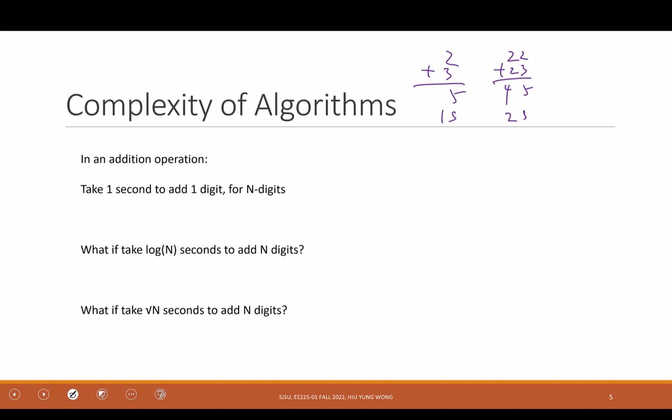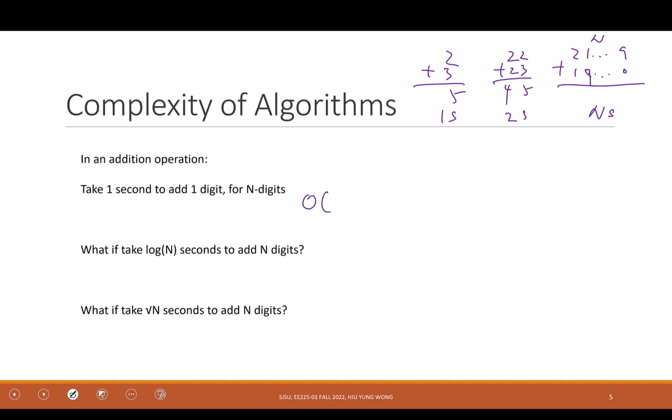What if I have n digits? I'm going to do n-digit addition. And you really don't know. I assume I use the same time for each digit. I assume I spend no time on carry over, right? How much time do I need? n seconds, right? So we call this order of n.